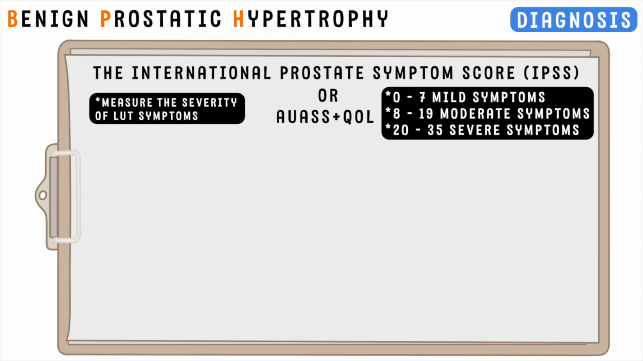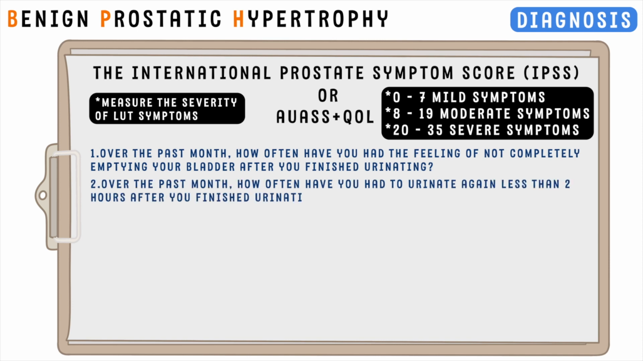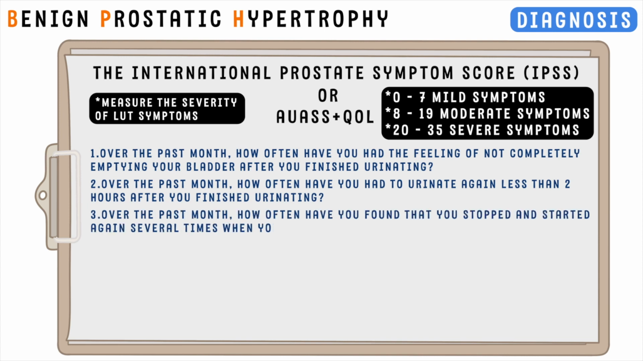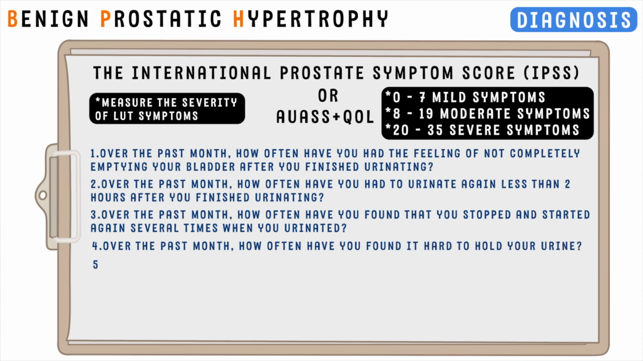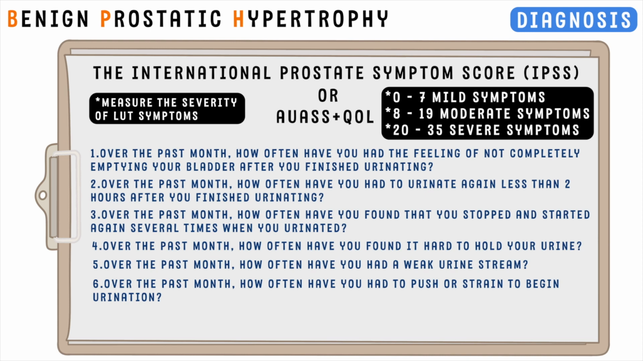The questions look like this. Over the past month, how often have you had the feeling of not completely emptying your bladder after you finish urinating? How often have you had to urinate again less than 2 hours after you finish urinating? How often have you found that you stopped and started again several times when you urinated? How often have you found it hard to hold your urine? How often have you had a weak urine stream? How often have you had to push and strain to begin urination? How many times did you have to get up to urinate during the night?